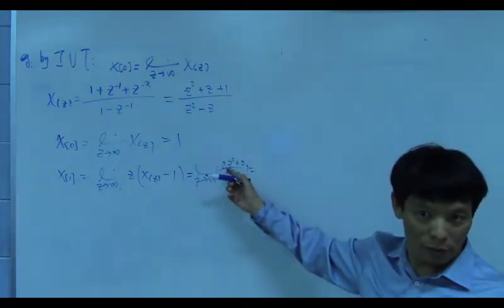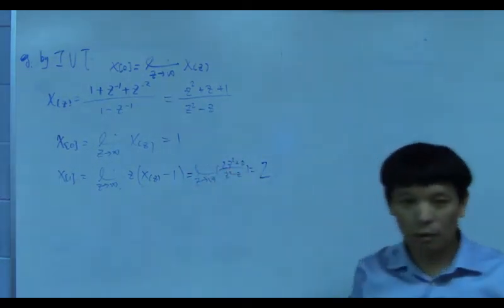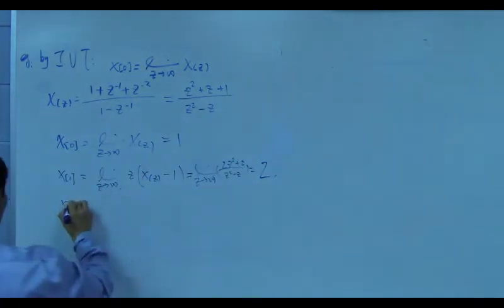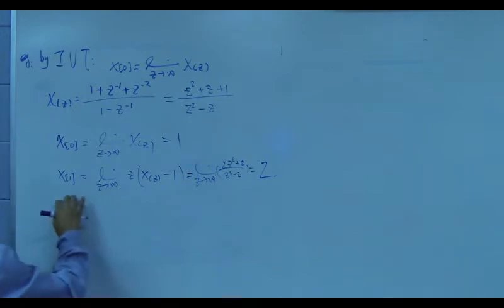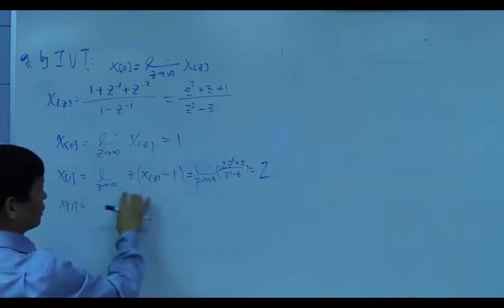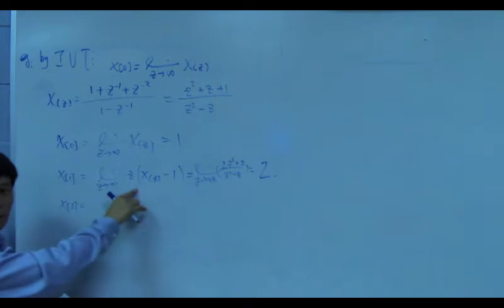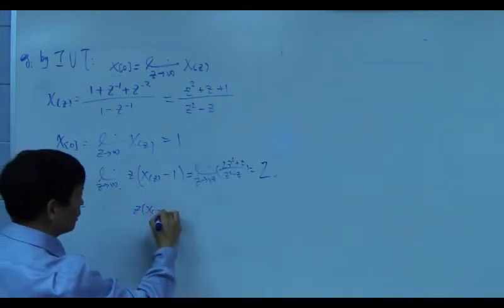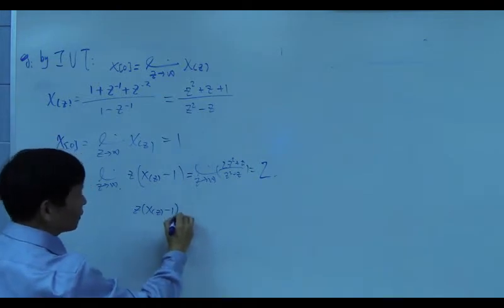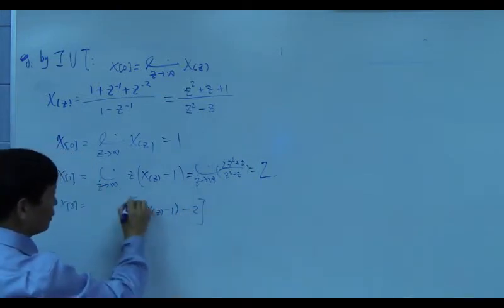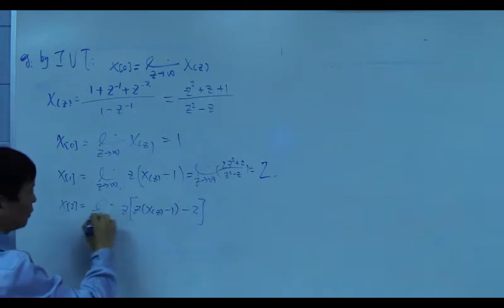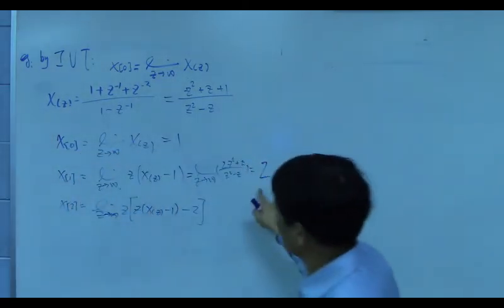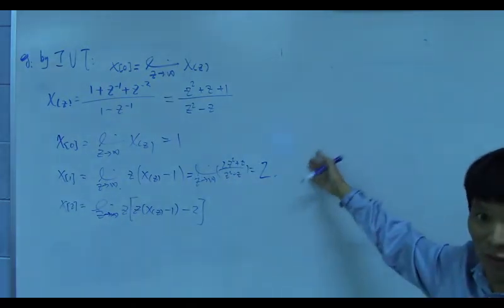Equals 2, right? Equals 2. Right? Then we can do this step by step. X2 equals this thing here, equals z times (z minus 1), or this thing, then minus 2, okay? Then times z, then take the limit as z goes to infinity. So this one minus this, we already have something here, so you can do that.